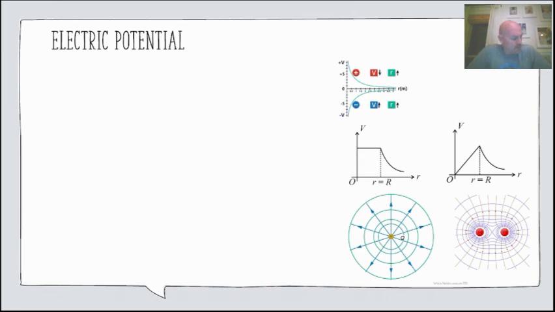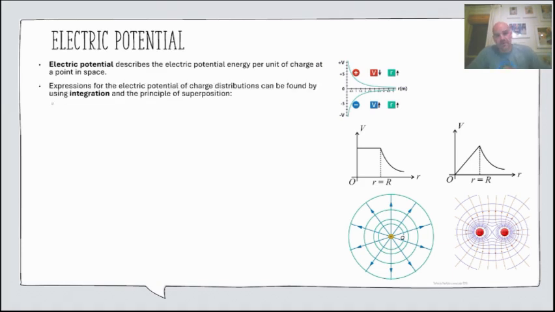Okay, so the first thing: there is a difference between electric potential energy and electric potential. Electric potential describes the electric potential energy per unit of charge at a point in space. We'll get that equation written down here in a minute, but that is the definition. So as you can see, it's electric potential energy per unit of charge.